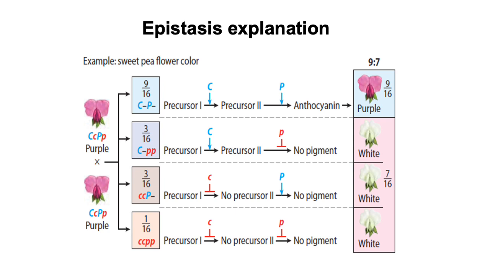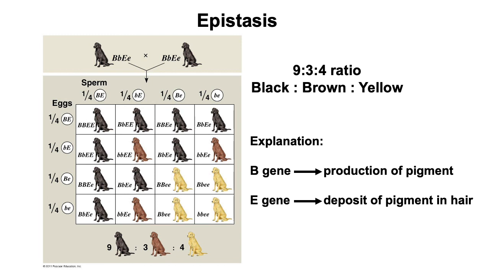So let's look at another interesting example of epistasis. And this one is a pretty classic example. Some of you may have heard of this one before and may be familiar with it a little bit. But this is how epistasis works in the color of the coats of Labrador Retriever dogs.